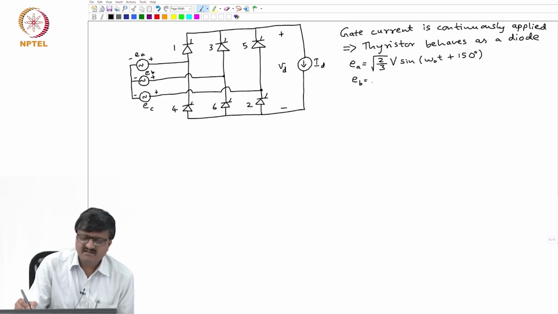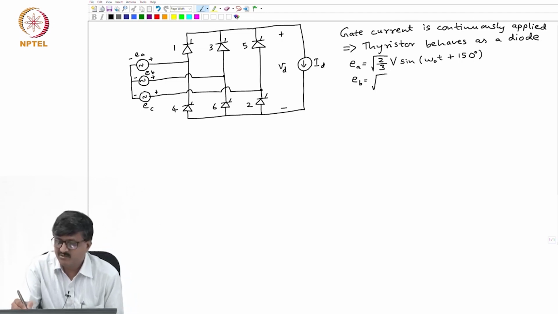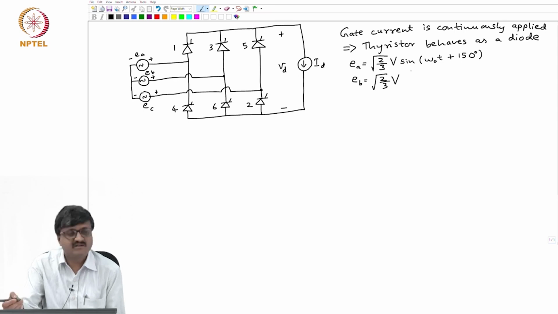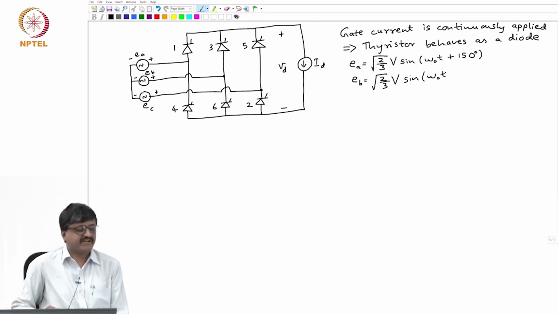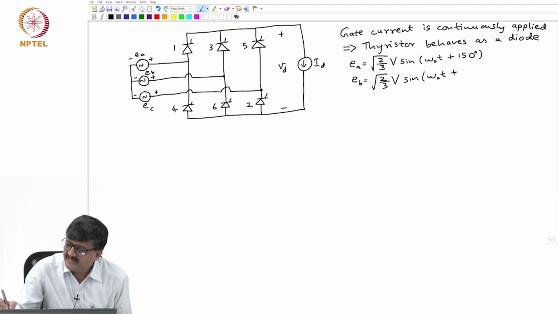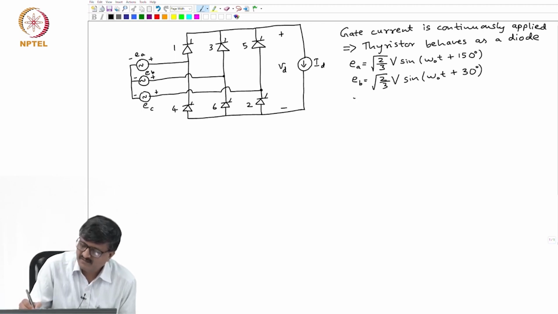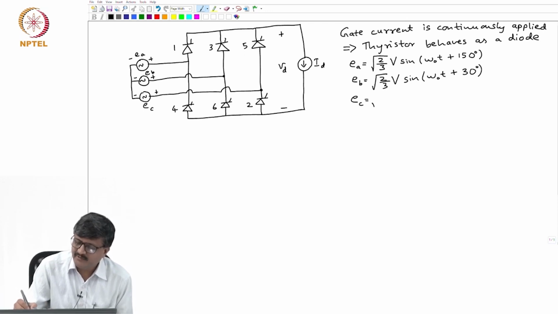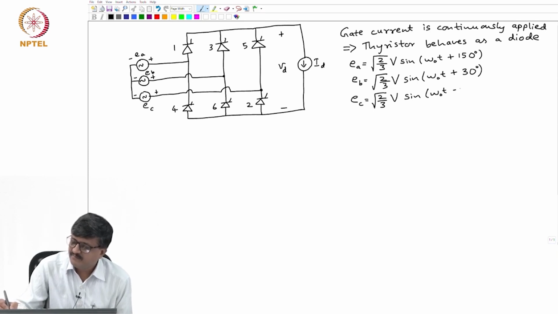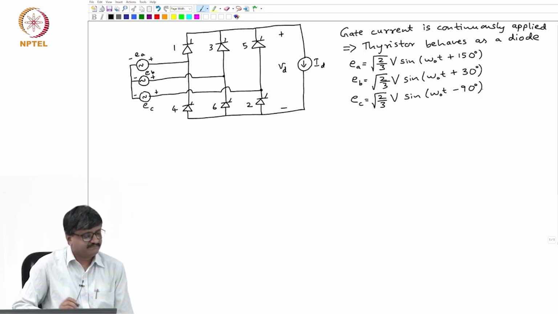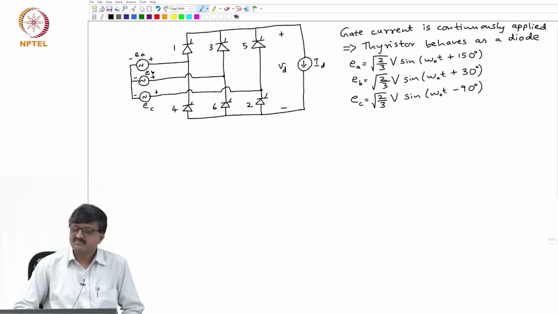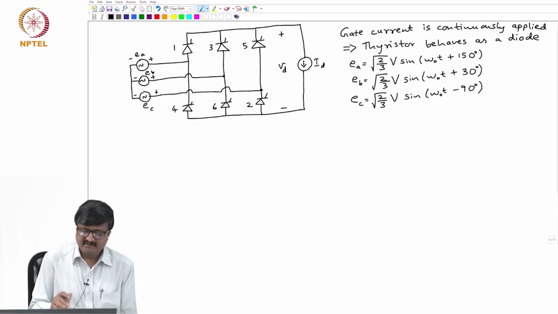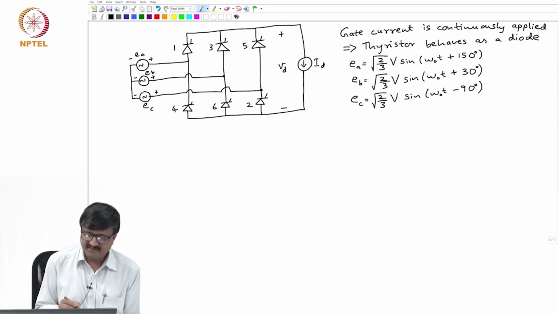So, once I have EA, of course, I have no choice over EB. It has the same RMS or peak value, and it lags EA by 120 degrees. So, this is sin omega O t plus 30 degrees, and EC lags EB by 120 degrees. So, it is root 2 by 3 V sin omega O t minus 90 degrees. Okay. So, let me try to draw the waveform of EA, EB and EC.